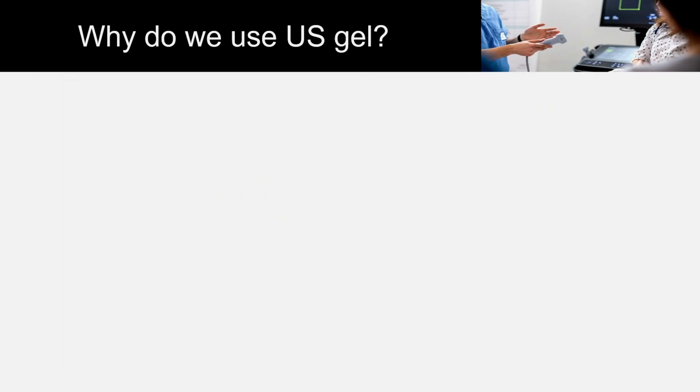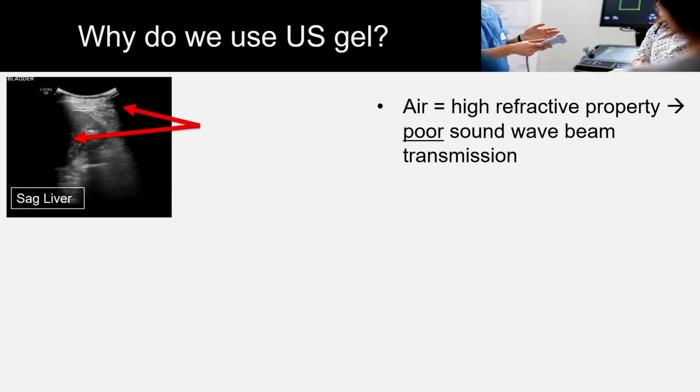Why do we use ultrasound gel? Well, this is not the same kind of gel that we apply to the hair and things like that. This is a very specific kind of medical gel because the property of this thick gel is to improve the contact of the transducer with the human body.